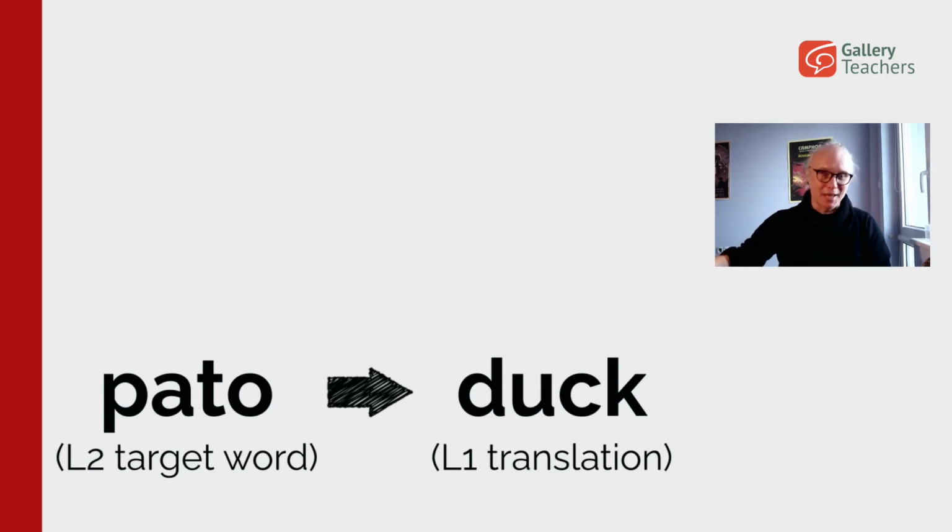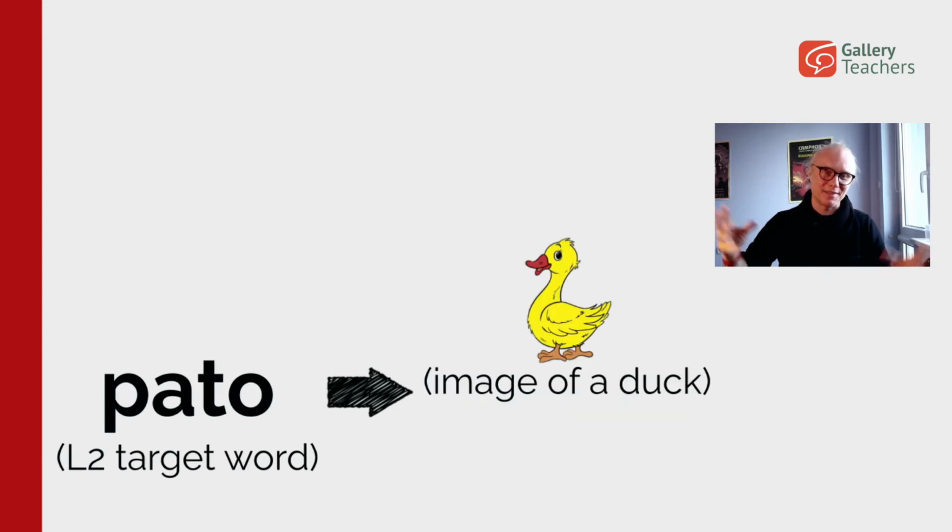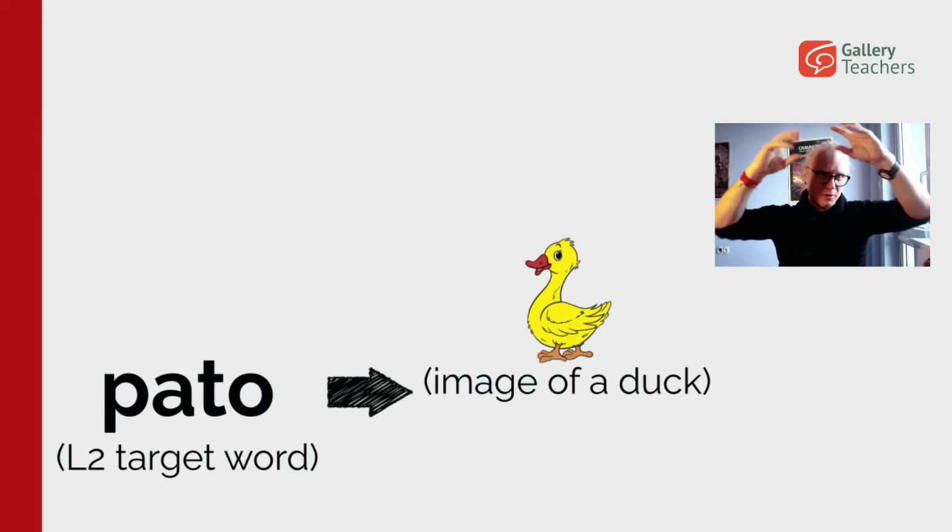But let's add some imaging. We simply associate the Spanish word pato with the image of a duck, the reality of a duck. And this is much better. And this is starting to resemble what most people do when they learn new vocabulary. But when you apply Bauer's idea of creating a vivid association, you create the third corner of the triangle. This is where all the magic happens.